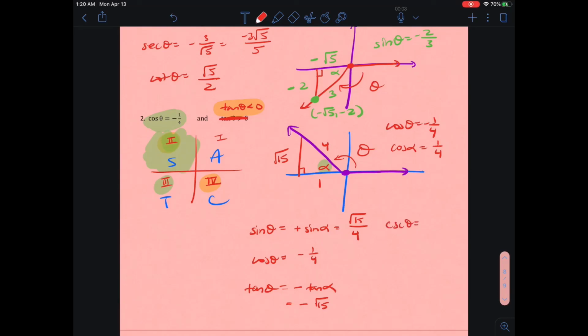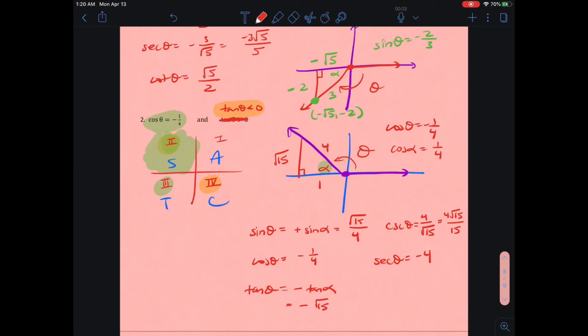To find cosecant of theta, I'm just going to take the reciprocal of sine, which is 4 over radical 15. And if I rationalize this carefully, I should get 4 rad 15 over 15. I'm going to find secant of theta by taking the reciprocal of cosine, which is negative 4. I'm going to find cotangent of theta by taking the reciprocal of tangent, which is negative 1 over square root of 15. And again, if you rationalize it, you get negative square root of 15 over 15.